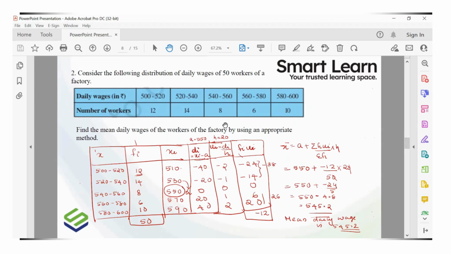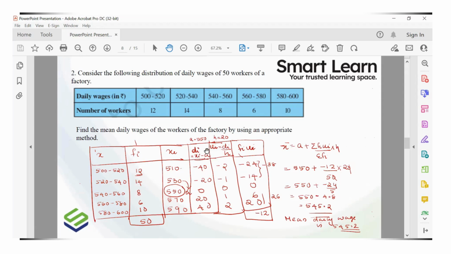Now in this question, they are saying appropriate method. Here the values are more, which means you can use the step deviation method, because the calculation will be more when the numbers are higher, like 2-digit or 3-digit numbers. In this we have more columns, but the calculation is less. x, fi, xi. For the step deviation method, our formula is x bar equals a plus sigma fi ui by sigma fi into h. That means I need a and h. So that a I will get here: di equals xi minus a.